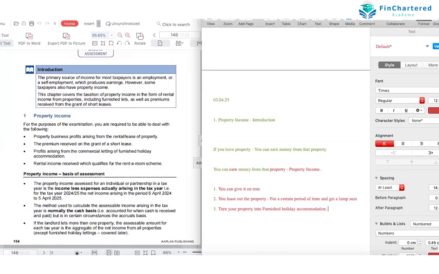Or you can rent out a room specifically, which we will look at in more detail later. So this is the brief introduction to property income. The income that you earn from property, either by renting it out, leasing it out, or turning it into a furnished holiday accommodation, whatever you earn is property income.